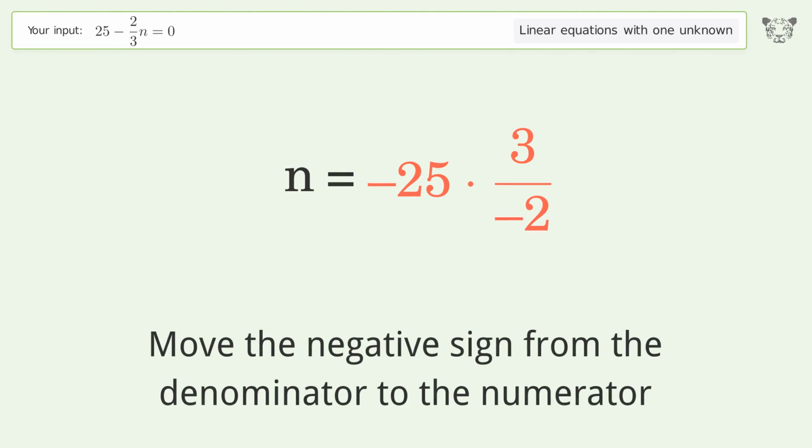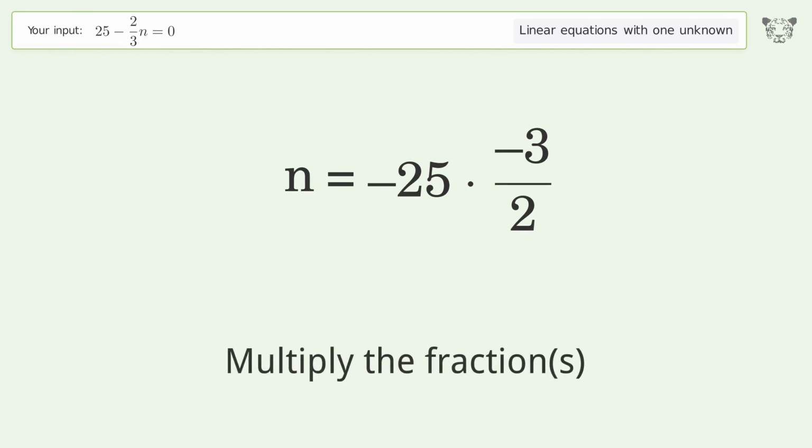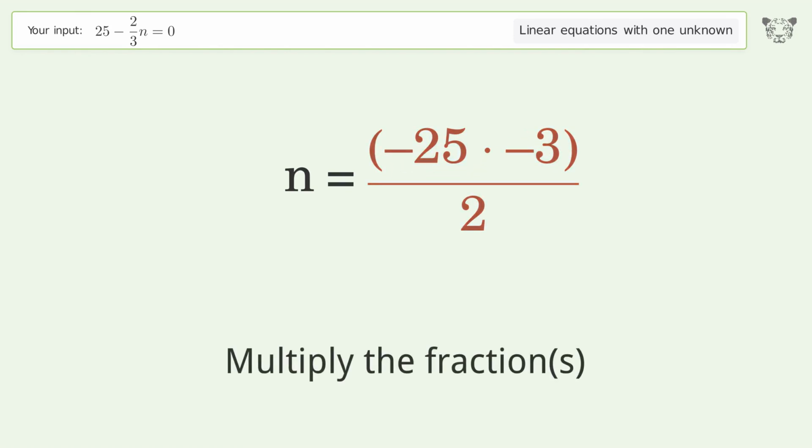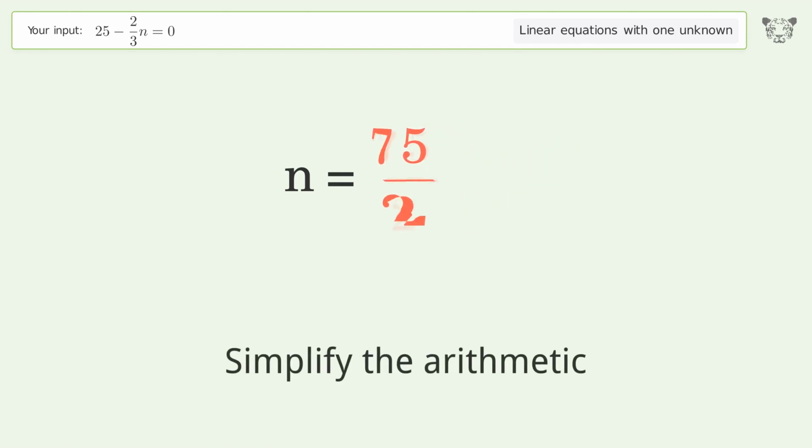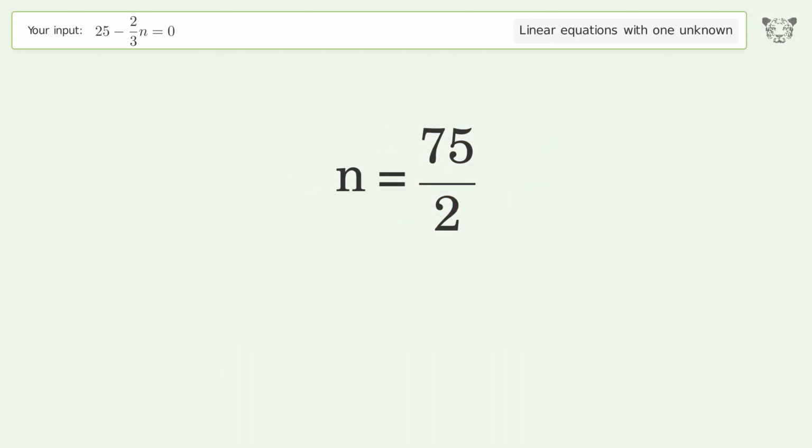Move the negative sign from the denominator to the numerator. Multiply the fractions. Simplify the arithmetic. And so the final result is n equals 75/2.